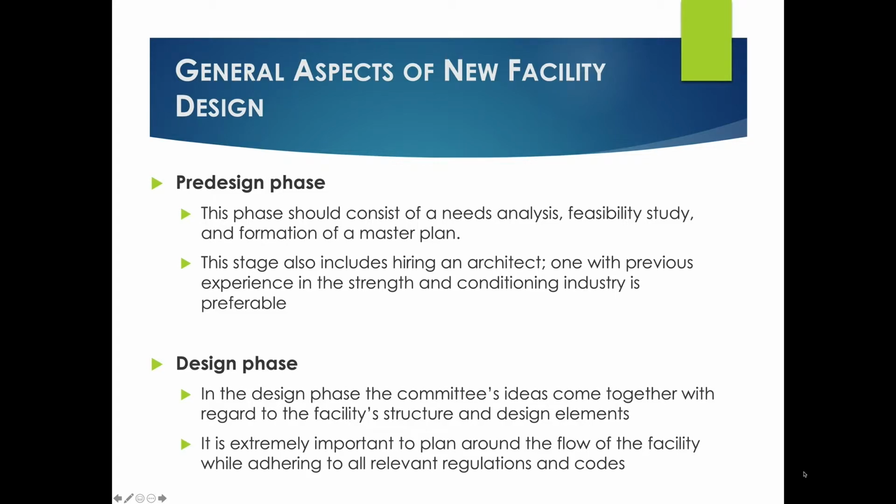It says this phase should consist of a needs analysis, feasibility study, and a formation of a master plan. So the needs analysis is basically getting designers and experts and everyone together to discuss what the needs of the athletic program are. Once you get on that, what are the actual needs of the facility? There's going to be a lot of nuts and bolts about this part, such as how much space do you need? And then obviously the cost.